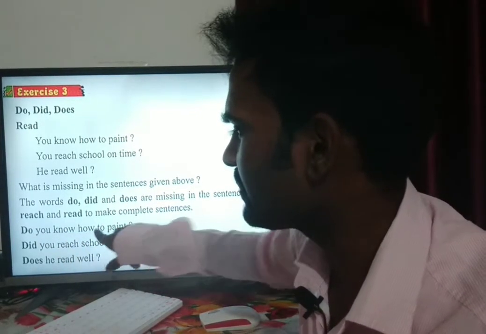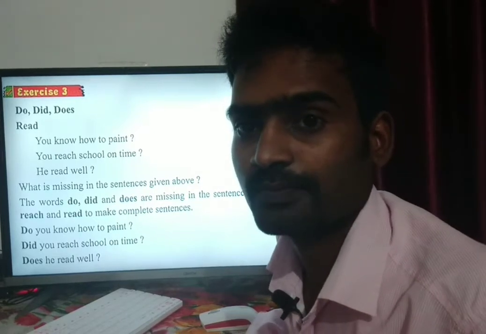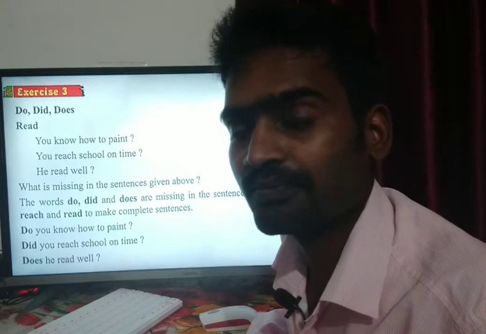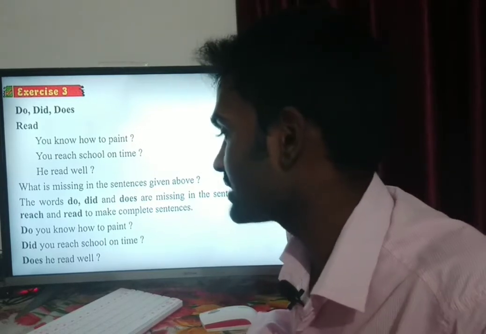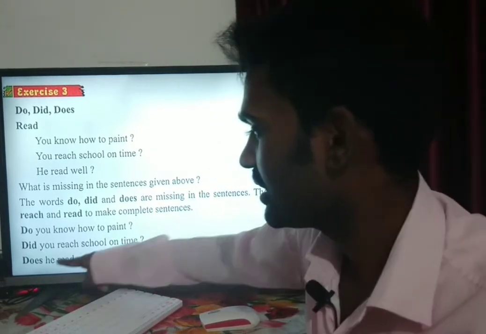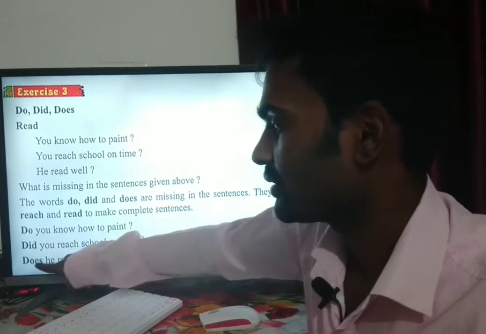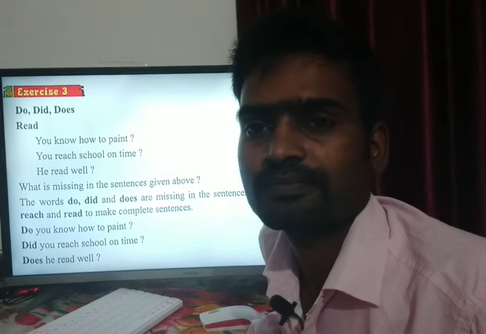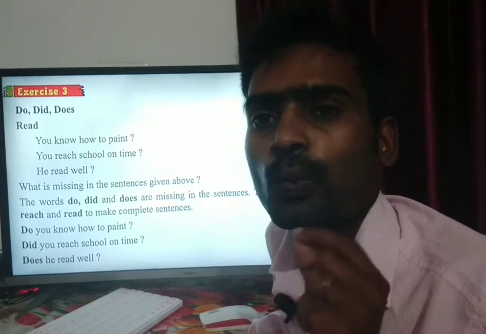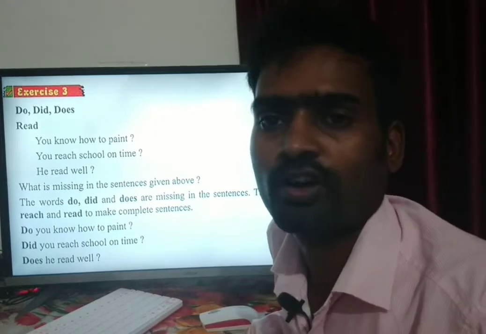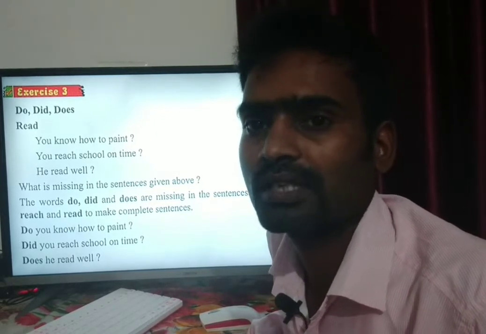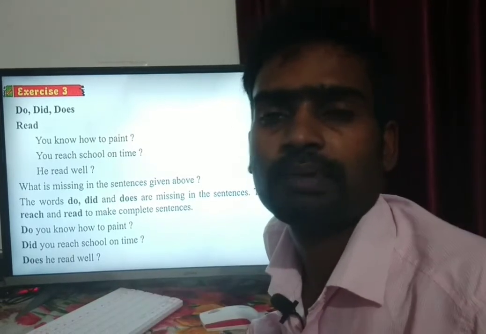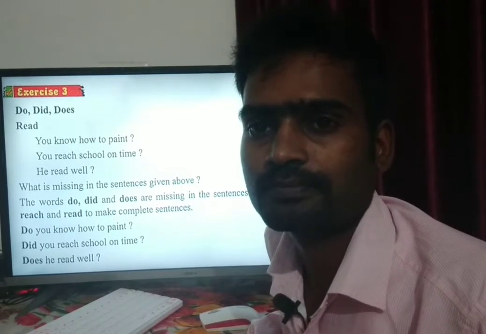Here we go. Do you know how to paint? Yeah, that is a proper sentence. Do you reach school on time? Did you reach school on time? Or does he read well? What we use here, dear children, as I told you in one of the classes, does we have to use only for he, she, it form, that is called third person singular form. We cannot use it everywhere, but we use it only for the simple present tense, right?